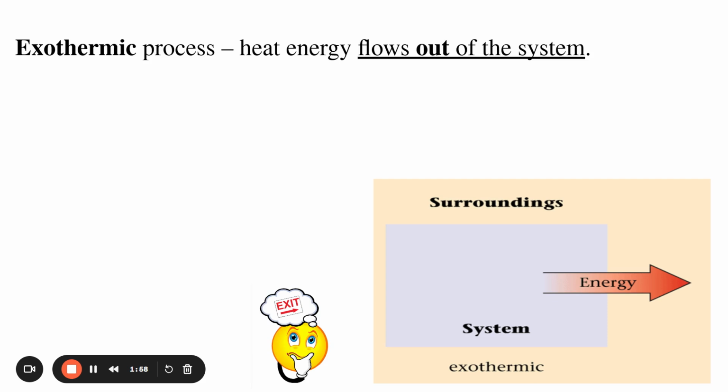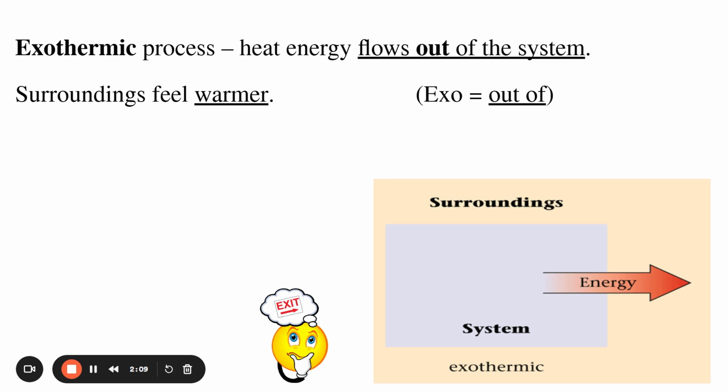So we have exothermic reactions. Exo, think exit. EX, EX. If something is exiting, it is flowing out of the system. So in this case, we're talking about heat energy. Heat energy flows outside of the system. Well, if heat energy is leaving the system, it must be entering the surroundings.